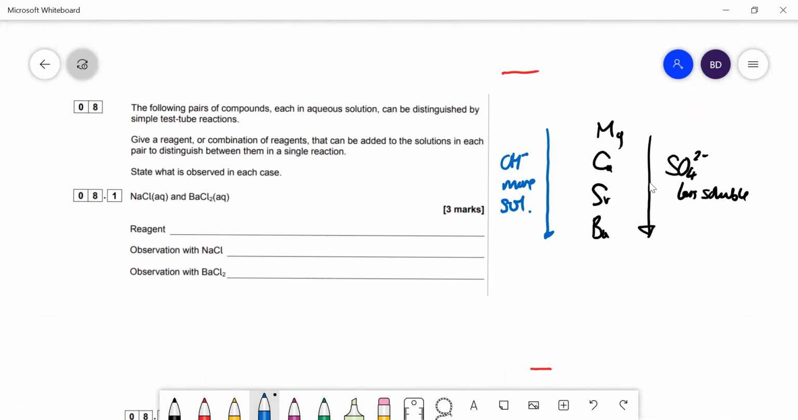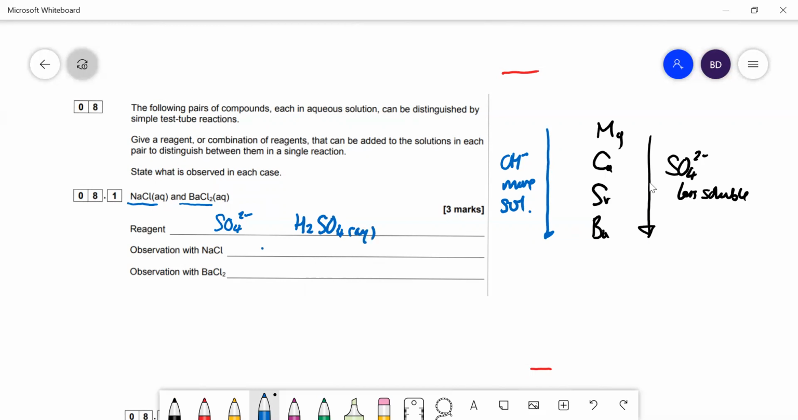So, how can we distinguish between sodium chloride and barium chloride? Well, we can show the presence of barium ions by adding anything containing sulfate ions, okay? But that's not a reagent, so you didn't get any marks for saying that. Anything with sulfate ions, the easiest thing you probably have to hand would be sulfuric acid. Dilute sulfuric acid, so that's going to be the reagent.